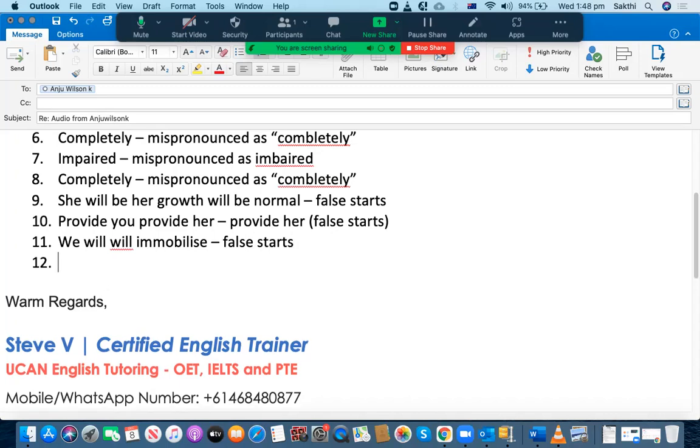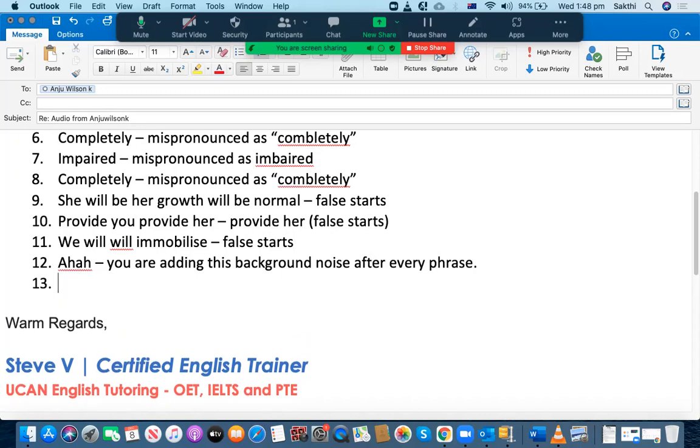So you said we will immobilize her. All right. So remember this again, you have committed false starts. One of the problems with your speaking is that you have been adding a lot of background noises. So for example, after every phrase you are adding this background noise, which is not good, isn't it? I would strongly recommend you not to do that. For example, you said she will and then come grow. So those kinds of background noises can be avoided.